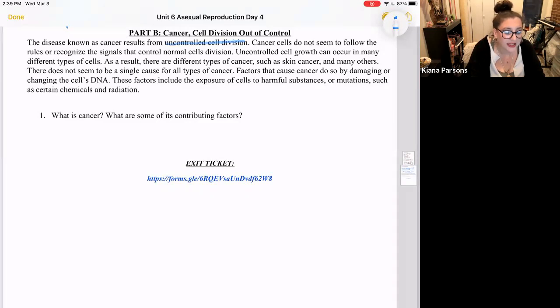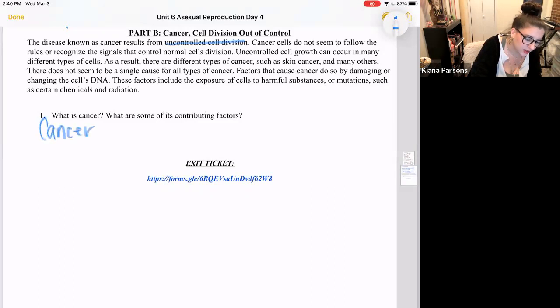There does not seem to be a single cause for all types of cancer. Factors that cause cancer do so by damaging or changing the cell's DNA. These factors include exposure of cells to harmful substances or mutations, such as certain chemicals and radiation. So, what is cancer? Cancer is uncontrolled cell division.